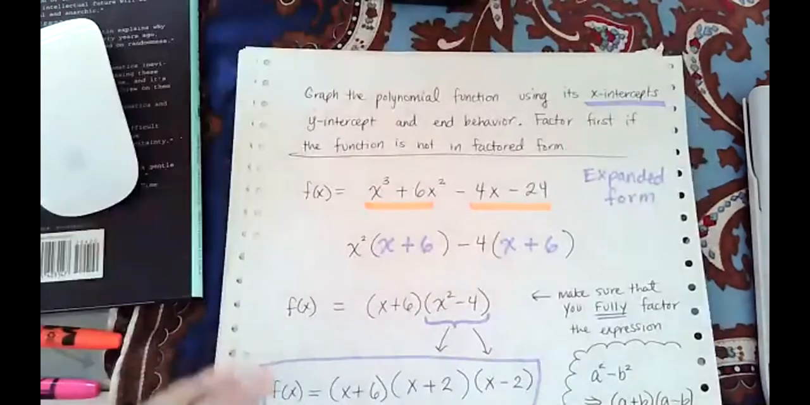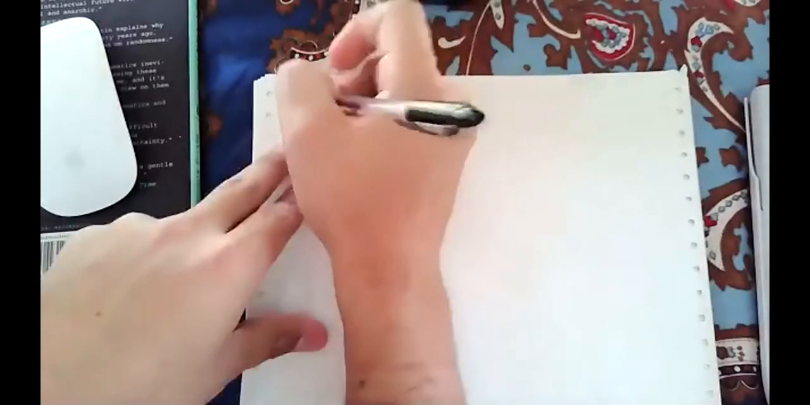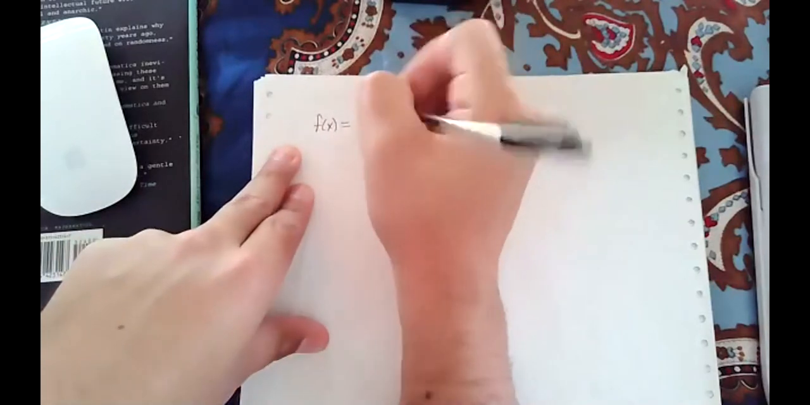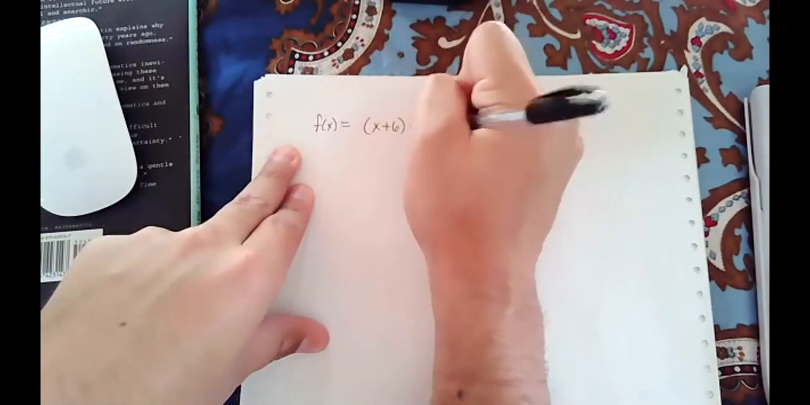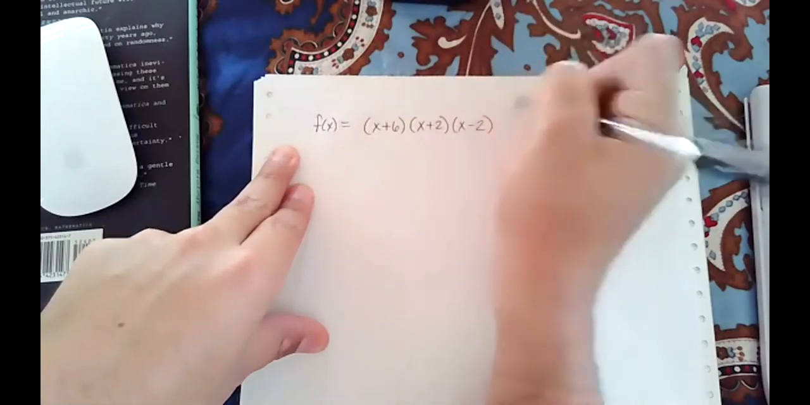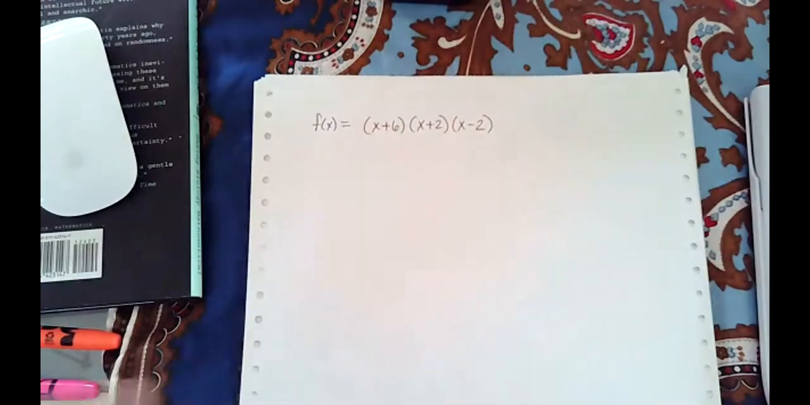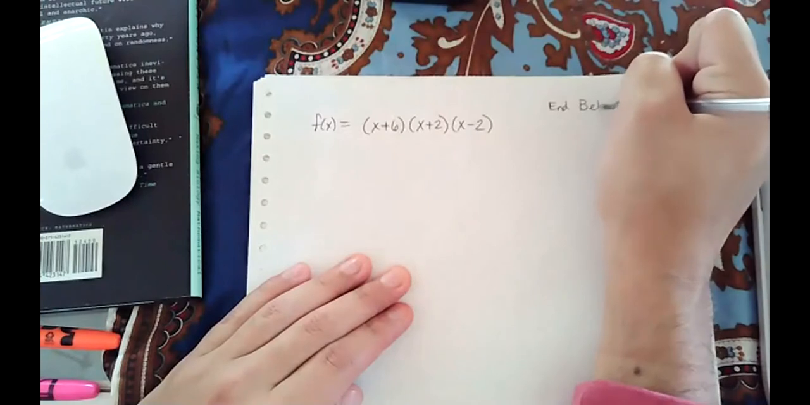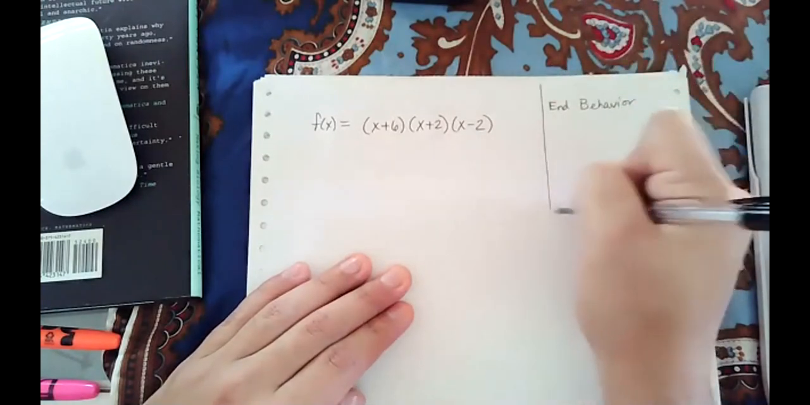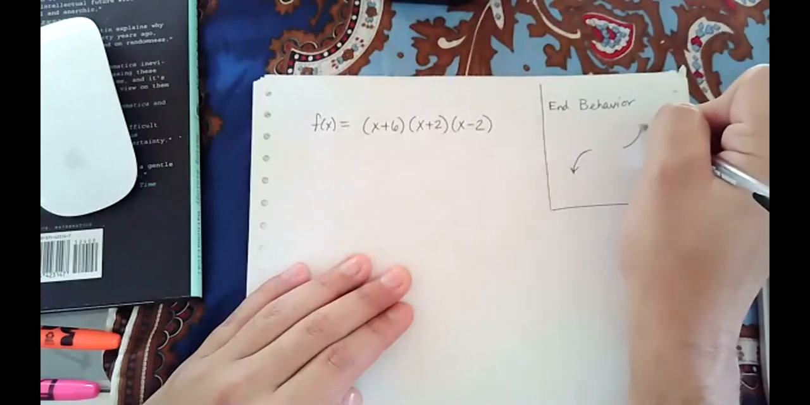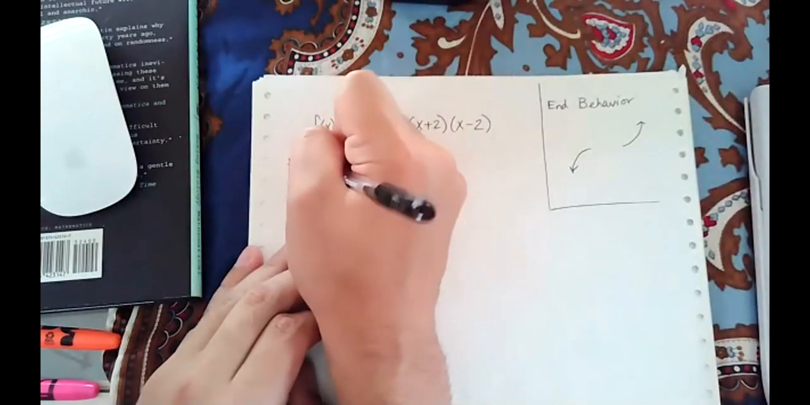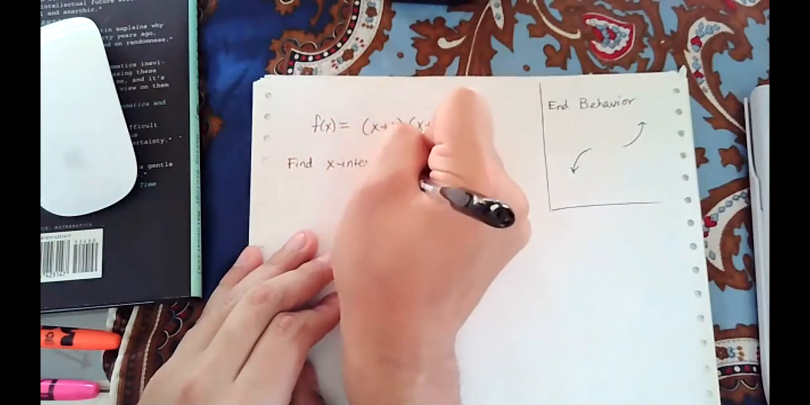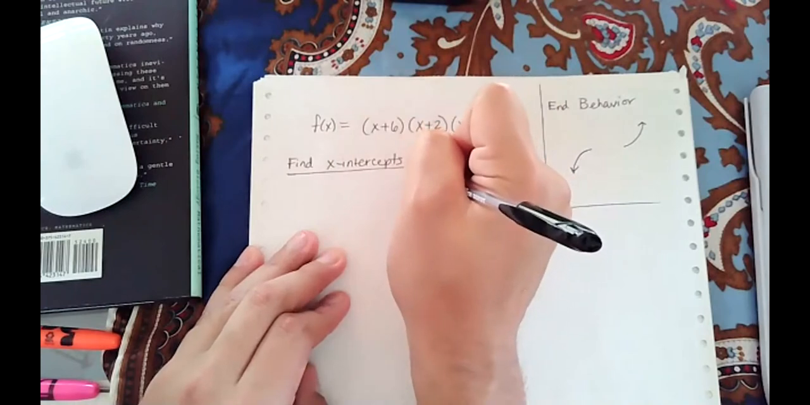But now that we have the end behavior, we should probably find the x-intercepts. So I'm going to write the function down again, but this time I'm going to leave it in factored form. We have x plus 6 times x plus 2 times x minus 2. And since this is multiplication, it doesn't matter what order you put these polynomial factors in. Either way, it's going to produce the same function, the same graph. We know that the end behavior will look something like this, but we want to find the x-intercepts now. Does anybody remember how we find the x-intercepts?